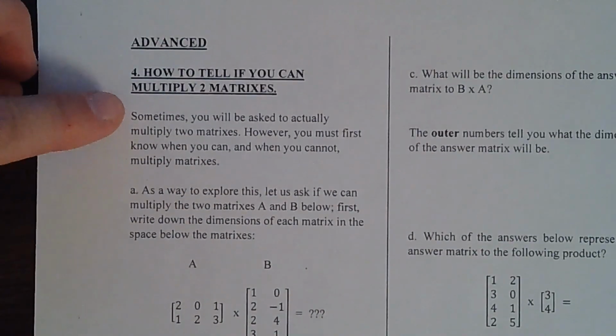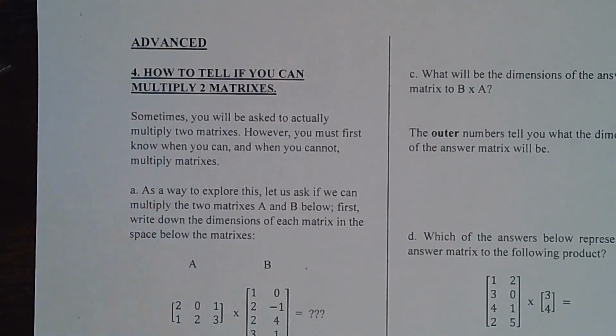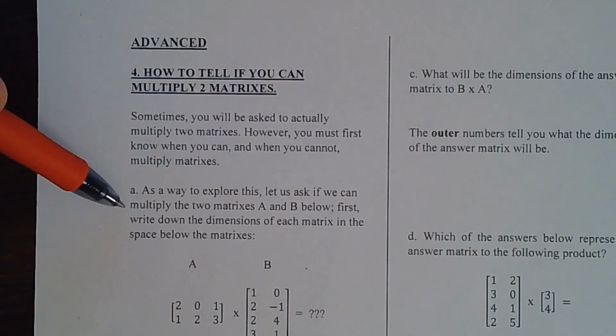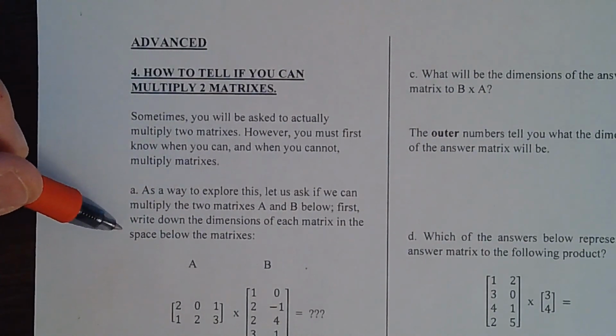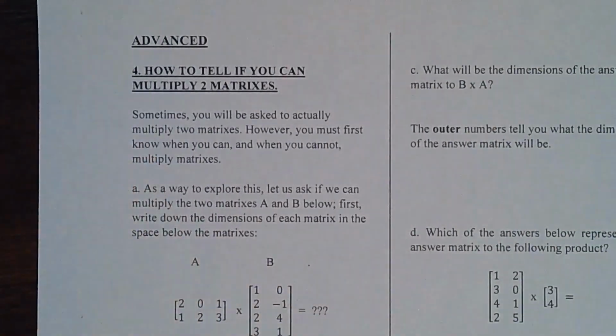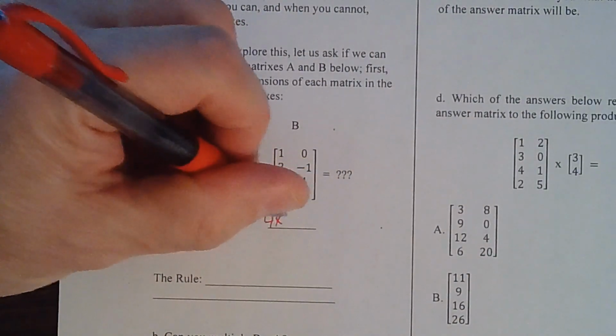So as it says here, sometimes you will be asked to actually multiply 2 matrices, and we'll learn how to do that shortly. However, you must first know when you can and when you cannot multiply matrices. So let's go to part A now. As a way to explore this, let us ask if we can multiply the 2 matrices A and B below. The first step is to write down the dimensions of each matrix in the space below the respective matrices. So matrix A, we can see, is a 2 by 3 matrix. And matrix B is a 4 by 2 matrix.